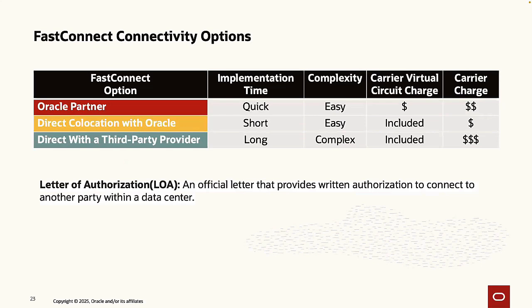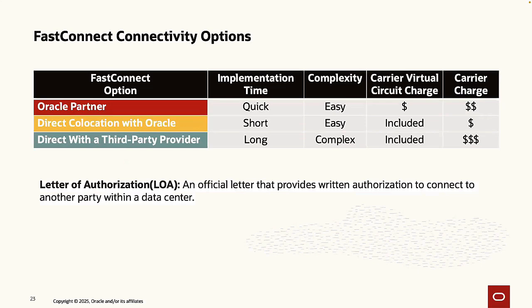With direct third-party provider, the time duration is long. The reason is the third-party provider or the ISP you're using will need to establish the physical cable to one of OCI's FastConnect locations, also called the POP location. So that would take a bit of time. And for colocation and third-party provider, an LOA is a must.